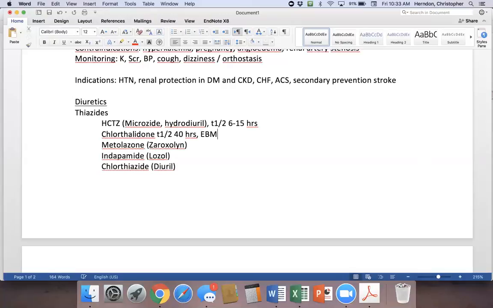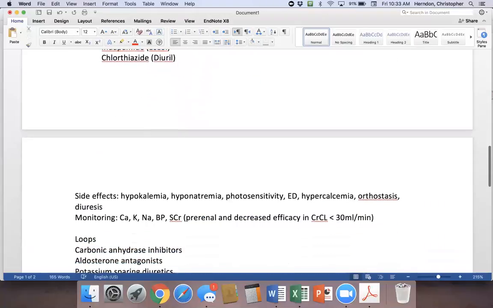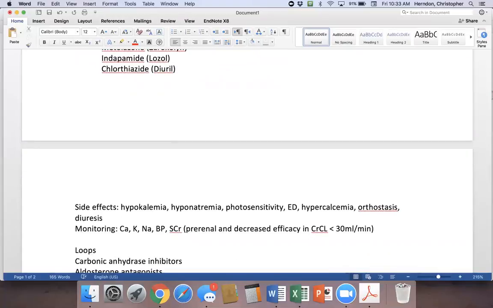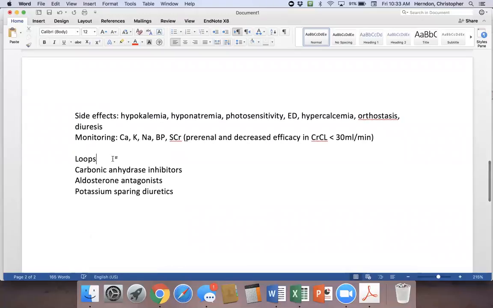So I'm going to put EBM next to it. Do you guys know what that means? Evidence-based medicine? Okay. Are we good? Is this helpful or is this way below? Am I insulting your intelligence? Sure. Okay, blood pressure. Okay, let's go to loops.